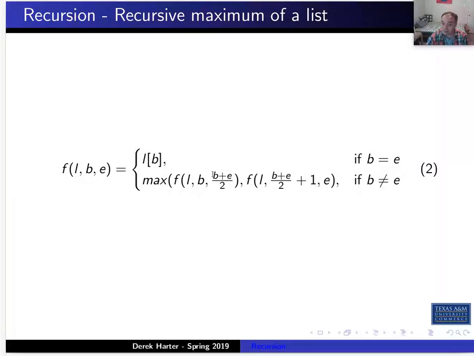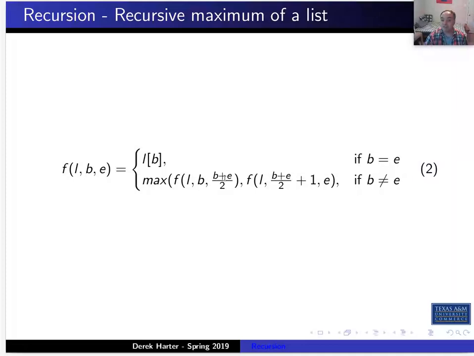But no, these are recursive. So when we do that again, for example, when we're searching for the values from 0 to 2, this calls our largest max function, but with 0 and 2 as the beginning and end index. So in that case, then, it would split it up.